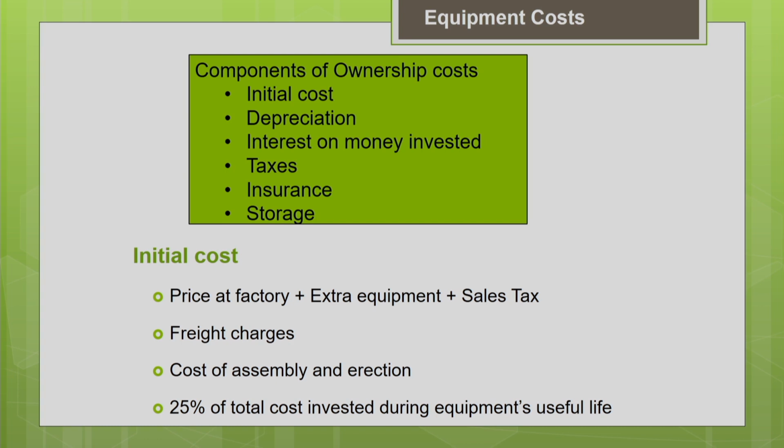Now, let us see what the components of the ownership cost are. These are the different components of the ownership cost: your initial cost, your depreciation, the cost of investment, that is the interest on the money invested, taxes, insurance and storage.